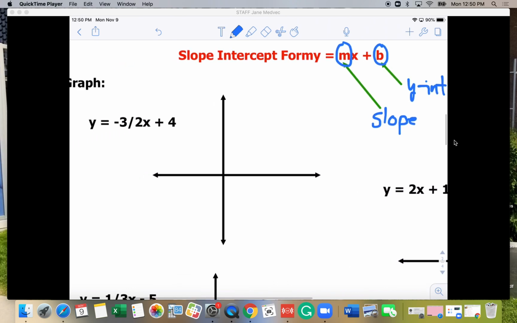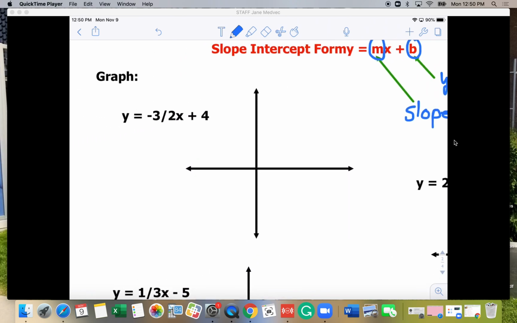So let's take a look at this first equation. You're going to notice that it's in this form, y equals mx plus b. The number in front of the x is my m, so I'm going to pull that out. Make sure it's in y equals mx plus b form. Pull out your m, say m is this, and then pull out your b. The b would be 4. Make sure you label those as you're doing them.